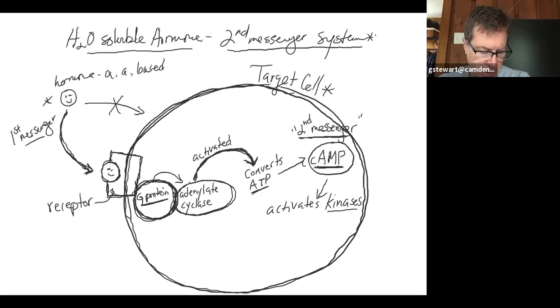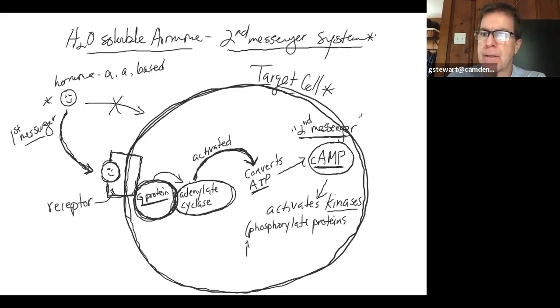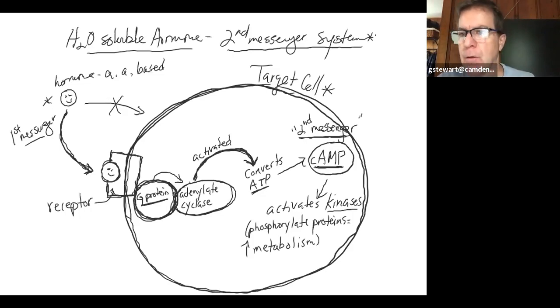So kinases, I'll write what they do here. They phosphorylate proteins inside of the cell, and that usually increases the cellular metabolism. It can also inhibit, so it can crank up the cellular metabolism, or it can actually turn it down, depending on this long process, what gets activated and what doesn't.